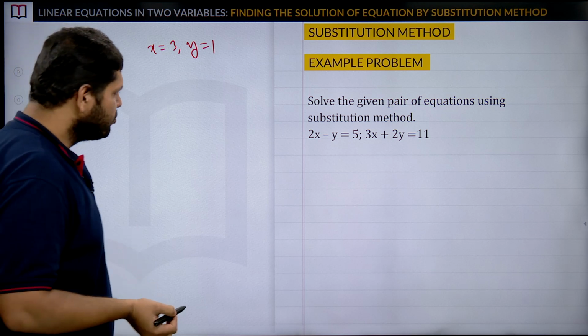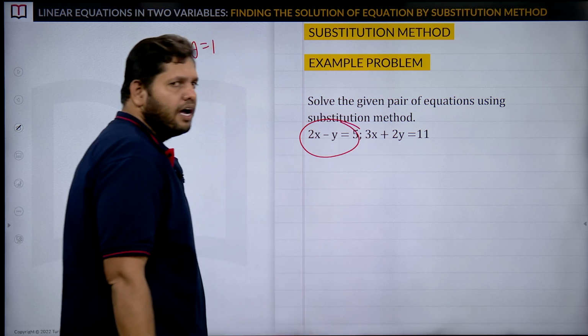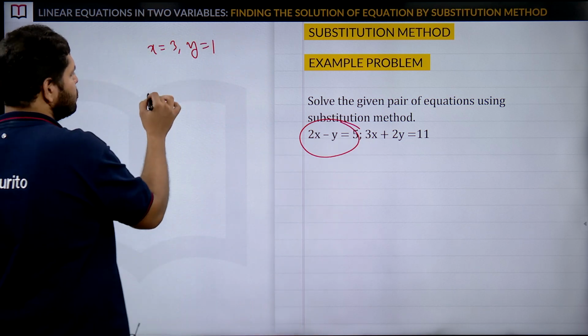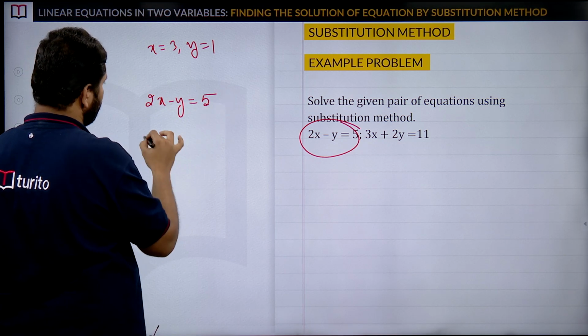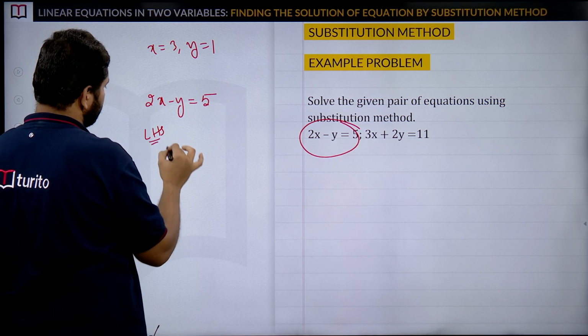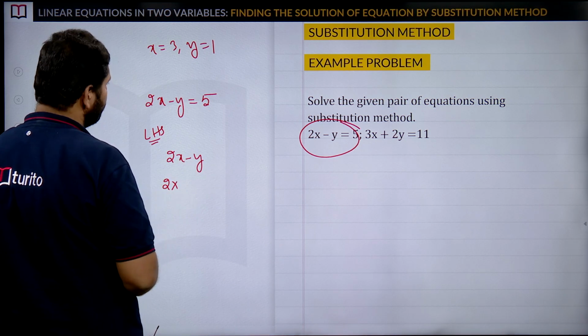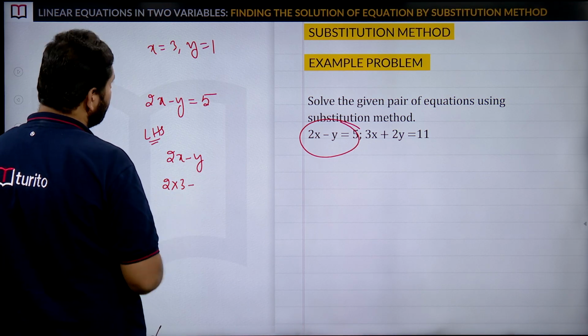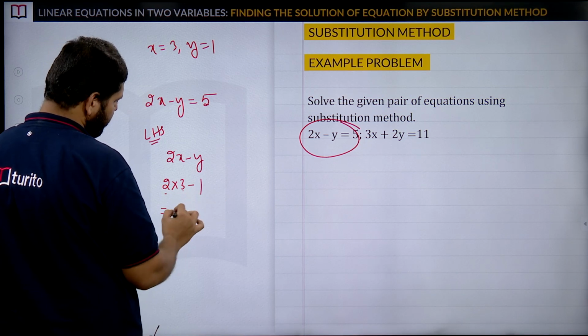So what I am doing is, you take any one of the equations. Better I will go for equation 1 and substitute there. So this is 2x minus y is equal to 5. So take the LHS, 2x minus y. This is 2 into the x value, how much? 3, and the y value, how much? 1. So 2 into 3 is 6, and 6 minus 1 is equal to 5.